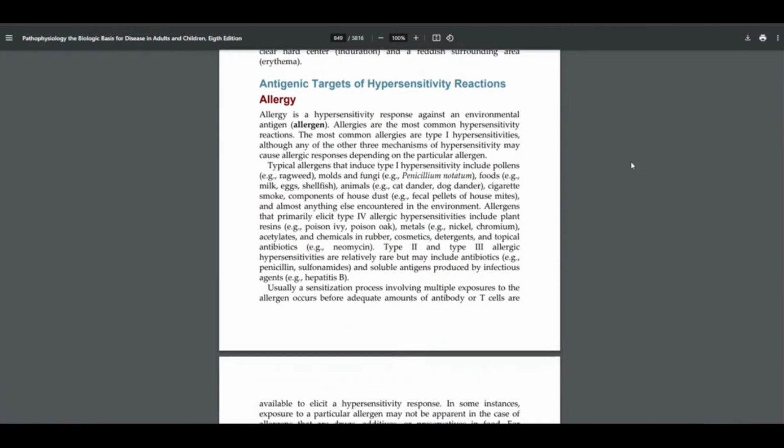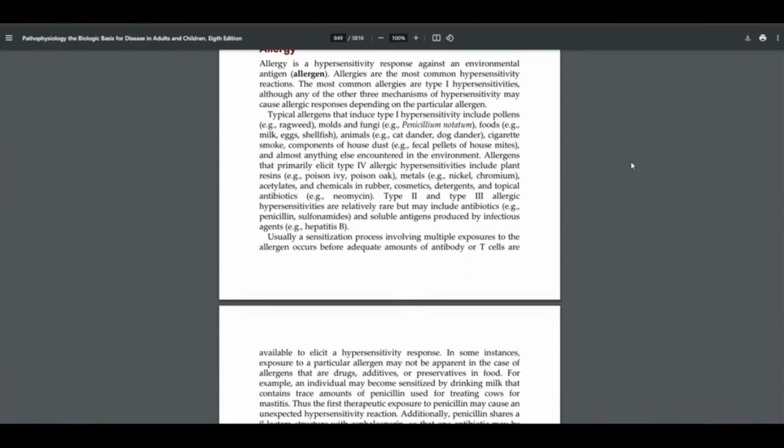So, the antigenic targets of hypersensitivity reaction, or allergy. Allergy is a hypersensitivity response against the environmental antigen, the allergen. Allergies are the most common hypersensitivity reaction. The most common allergies are type 1 hypersensitivities, although any of the other three mechanisms of hypersensitivity may cause allergic responses, depending on the particular allergen.